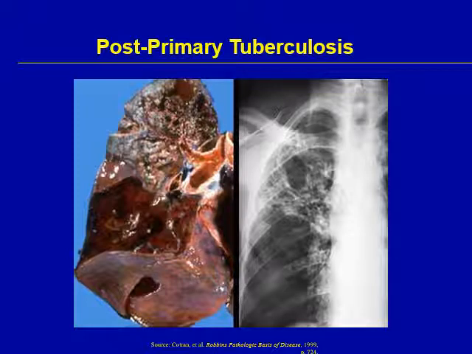See here, this is the gross appearance of the TB lesion with cavity. This is the chest X-ray. Usually, as I mentioned, the TB lesion, post-primary TB, occurs in the upper lobe or in the apex. This is a non-homogeneous opacity and there is a cavity inside it. This is the cavity. And this is the gross appearance of the TB lesion.